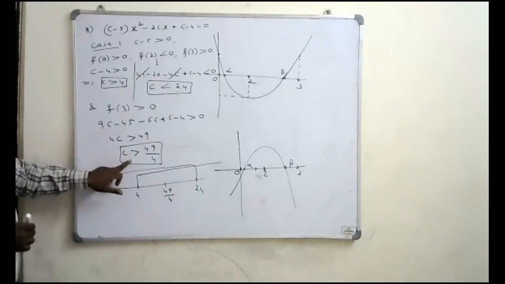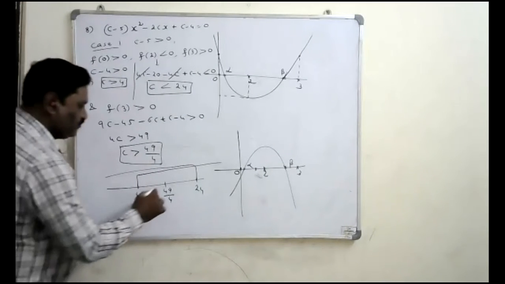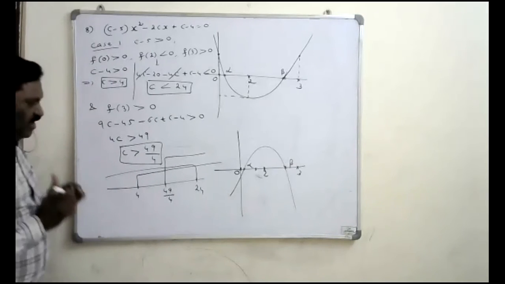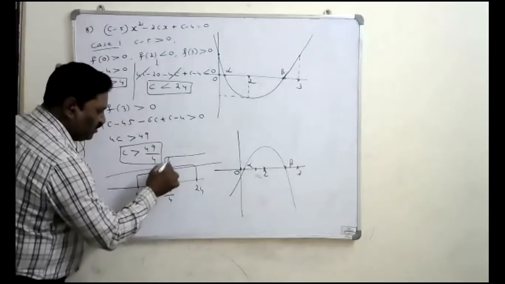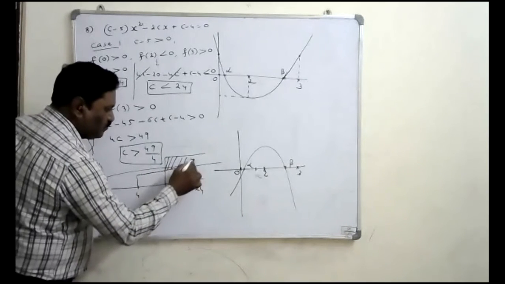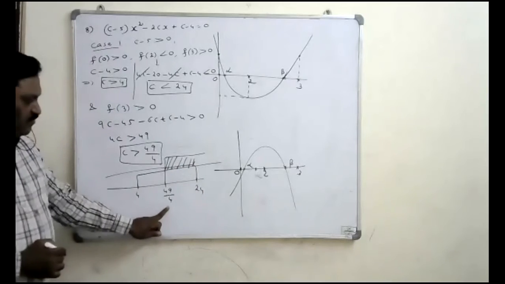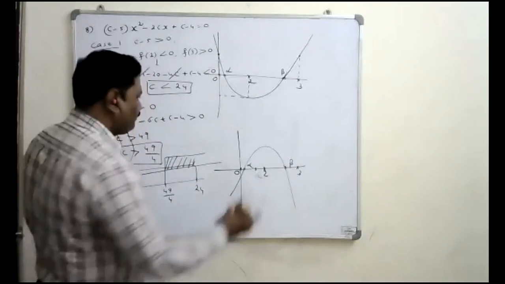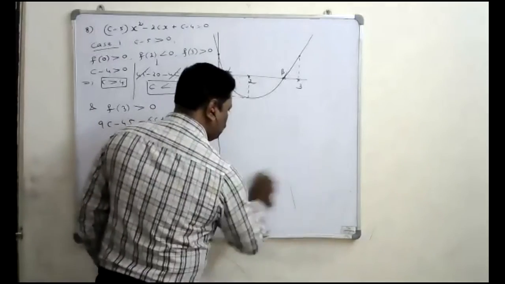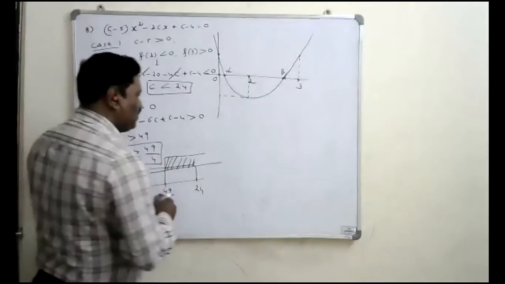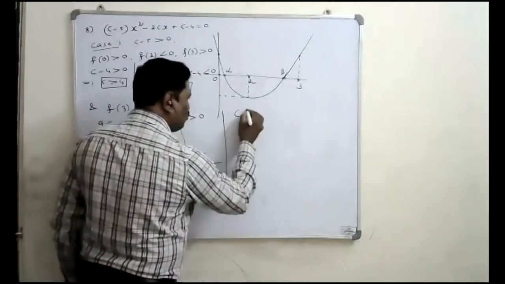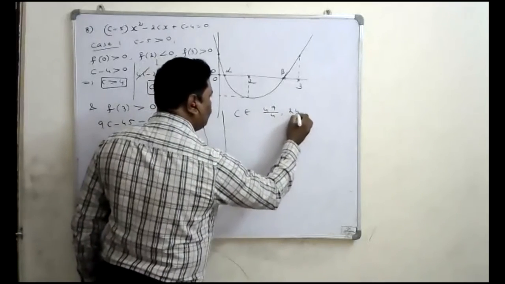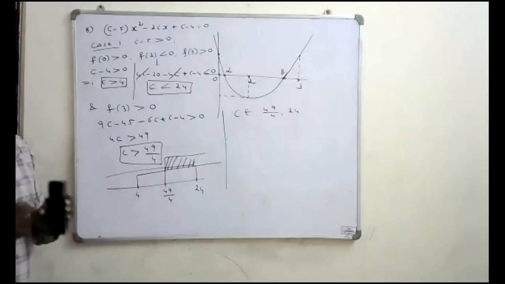And this is saying that we have to take c is more than 49 by 4. Now tell me, what are the common values that satisfy all the 3? C lies between 49 by 4 and 24. Therefore, from this we can say that C belongs to (49 by 4, 24).